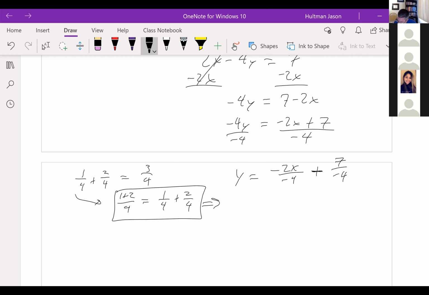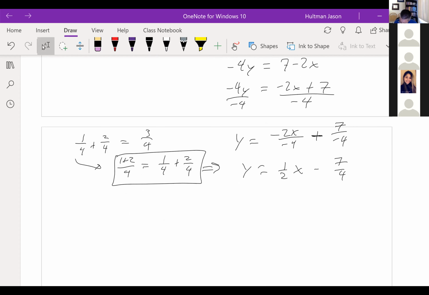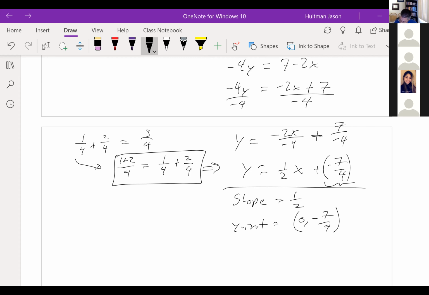And we apply that over here. So now we're going to say y equals 1/2 x minus 7/4. Okay. So what's the slope? The slope is equal to 1/2. And what's the y-intercept? Well, it's plus a negative here, this is going to be b. B is a negative, so the y-intercept is located at (0, -7/4). So that's the slope and y-intercept of that function.